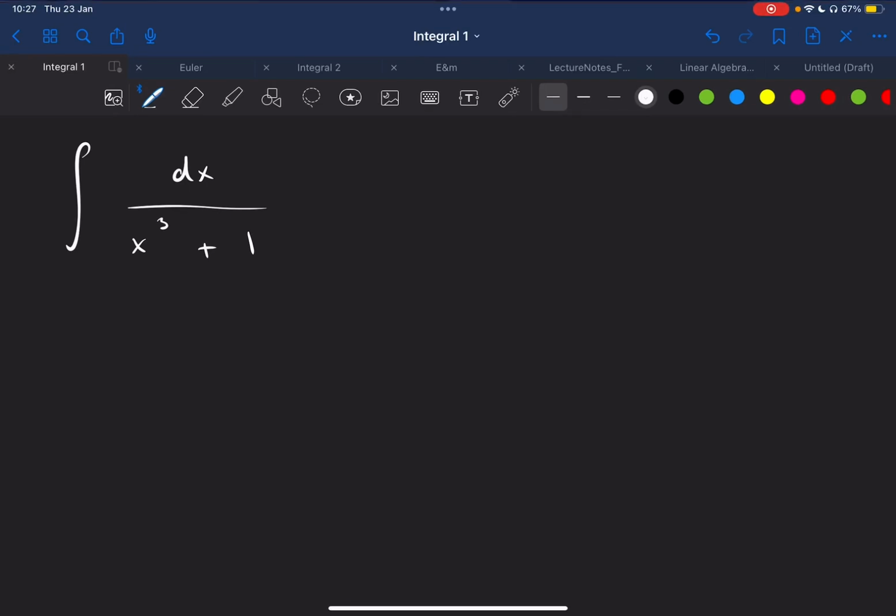So in this video, we're going to be looking at the integral of 1 over x cubed plus 1. And our first step is going to be splitting this into partial fractions. But to do that, first we need to factor the denominator here.